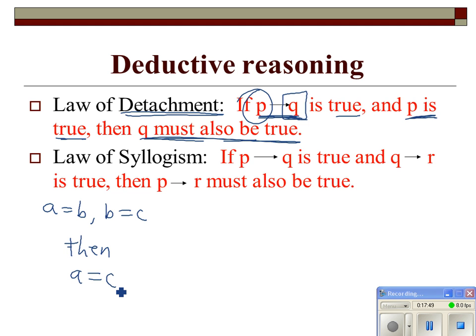Law of syllogism says, if P tells you Q, so P goes to Q, and then Q goes to R, and it has to go in that order, where Q comes second in the first statement, and then that Q comes first in the second statement. Well, if P goes to Q and Q goes to R, then we can say that P goes to R must be true.